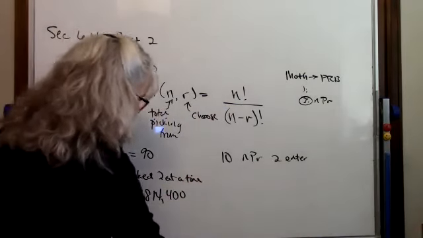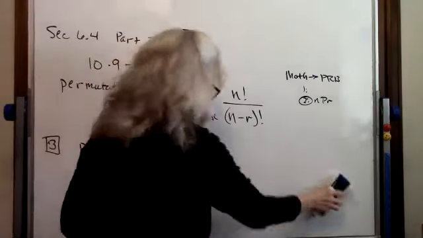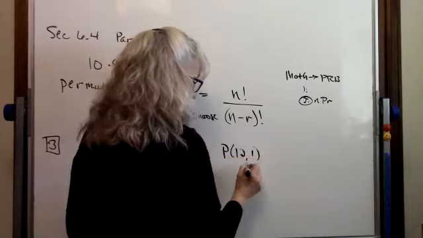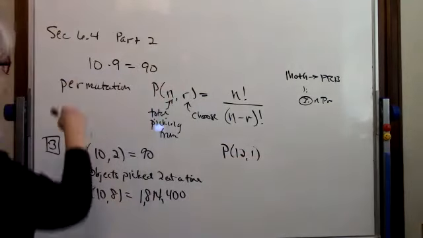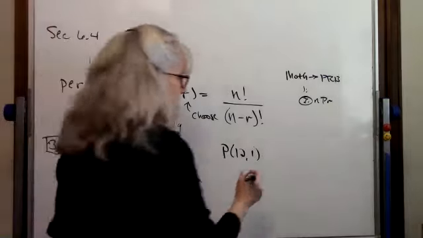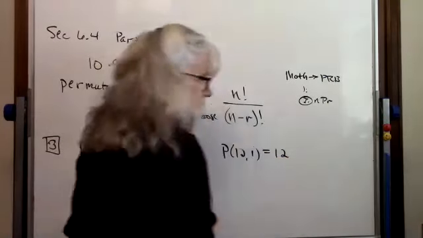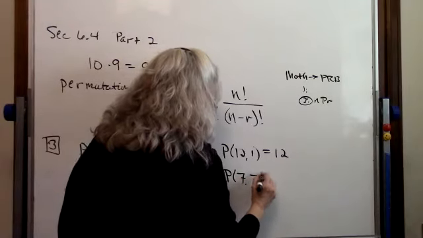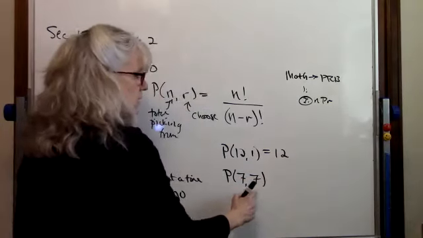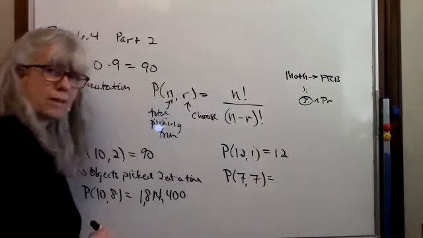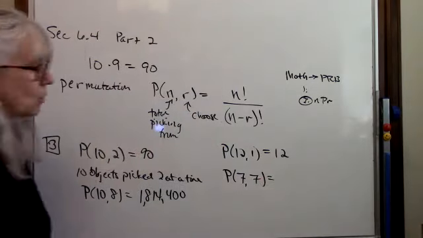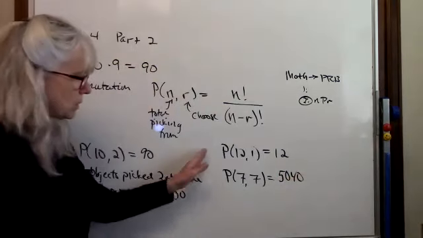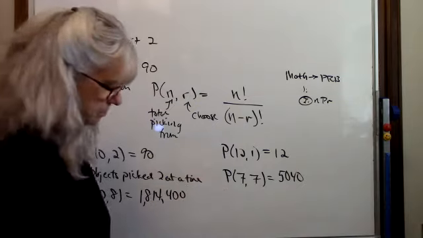The next one asks us to do the permutation of 12 objects picked 1 at a time. Well, if I only have 12 to pick from and I only have 1 choice box, then I literally have just 12 possibilities, 1 for each of them. Then what if I want to do all the objects? So 7 objects picked 7 at a time. There's more of that because you have 7 and then 6 times 5. We saw this just a few minutes ago. This comes out to be that 5,040. So there's a big difference between picking 1 of them and picking all of them.